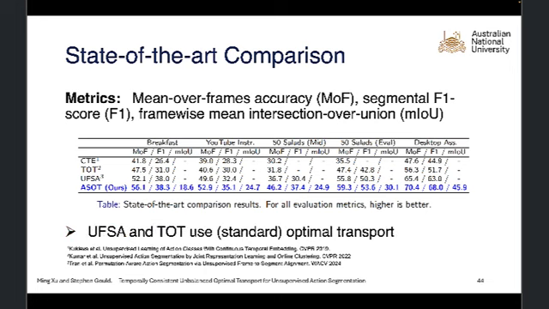And notably, UFSA and TOT, the previous two methods, which are newer methods, use standard optimal transport. And notably as well, UFSA has this complex multi-stage transformer architecture to address the limitations of standard optimal transport, which we do directly through the optimal transport formulation.